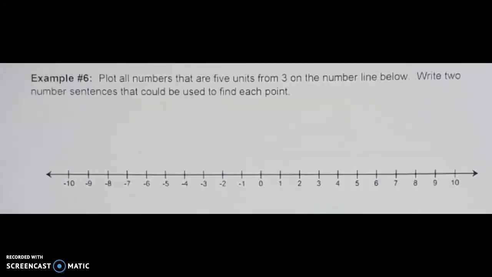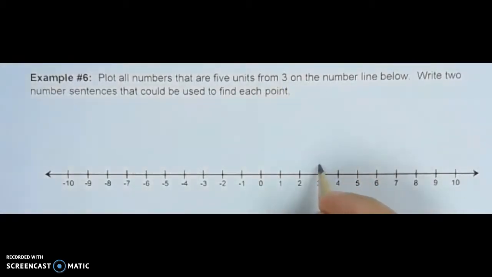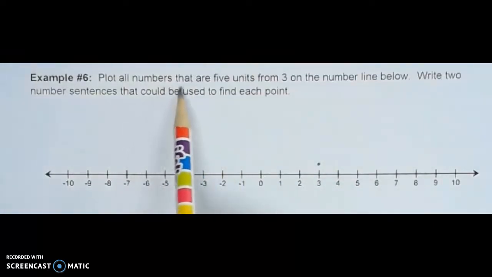In example 6, they want us to plot all numbers that are 5 units from 3 on the number line below. We're going to write 2 number sentences that could be used to find each point. Okay, so we're going to be starting at 3. So I'm going to put a little dot on 3. There we are. And I want to find all numbers that are 5 units away from 3.